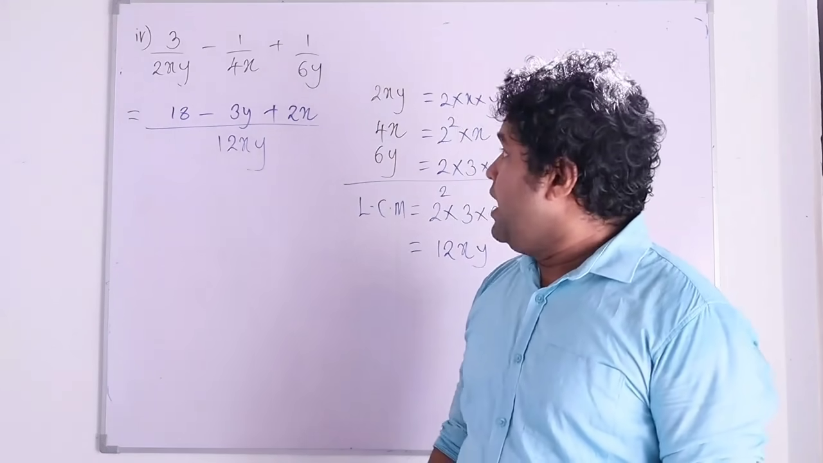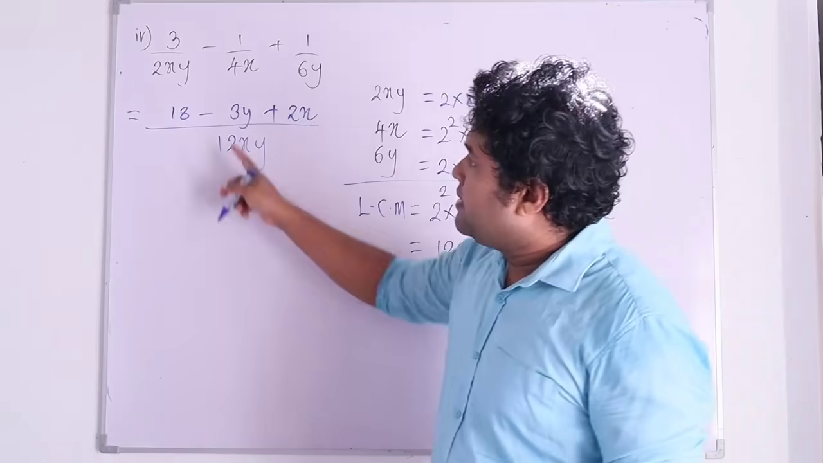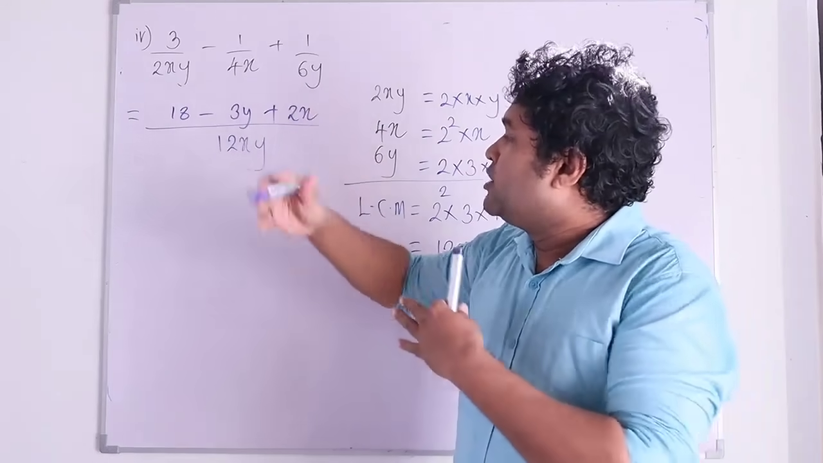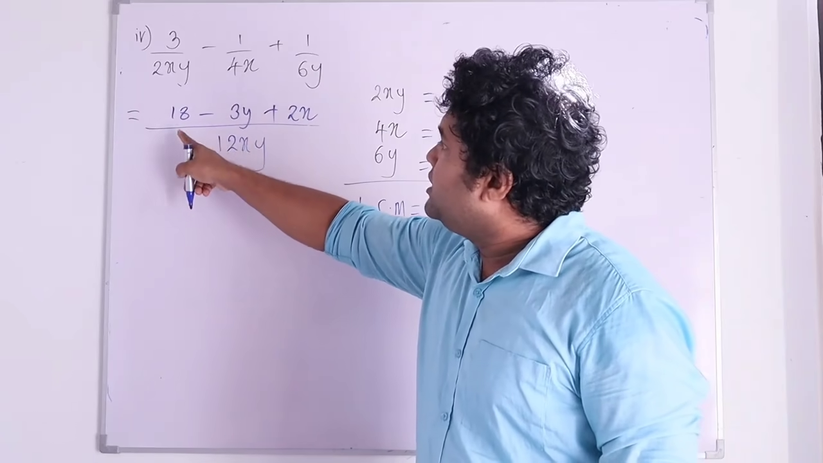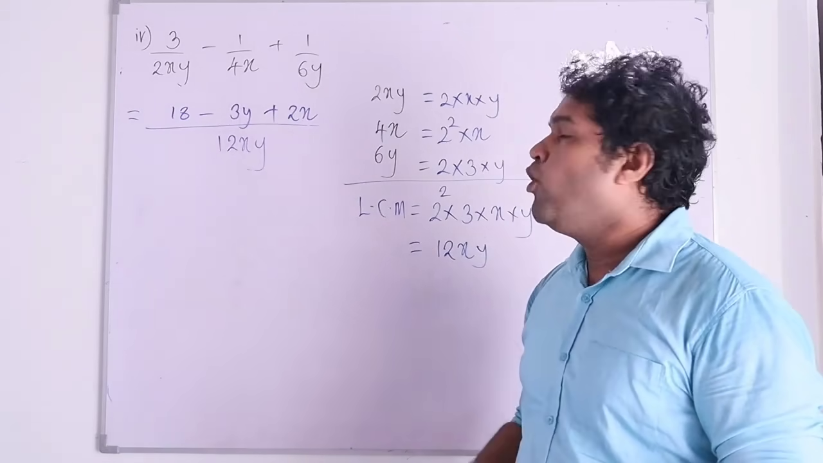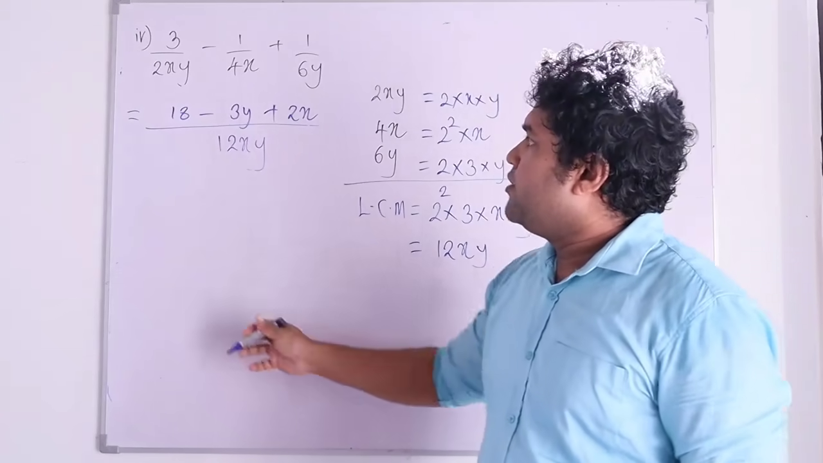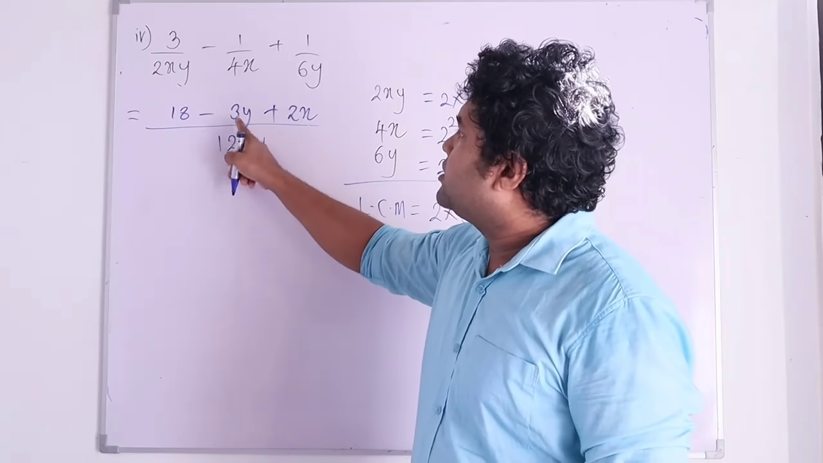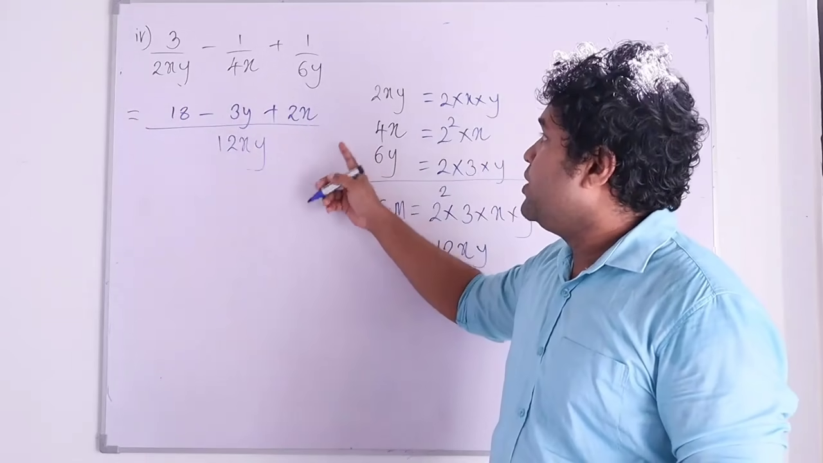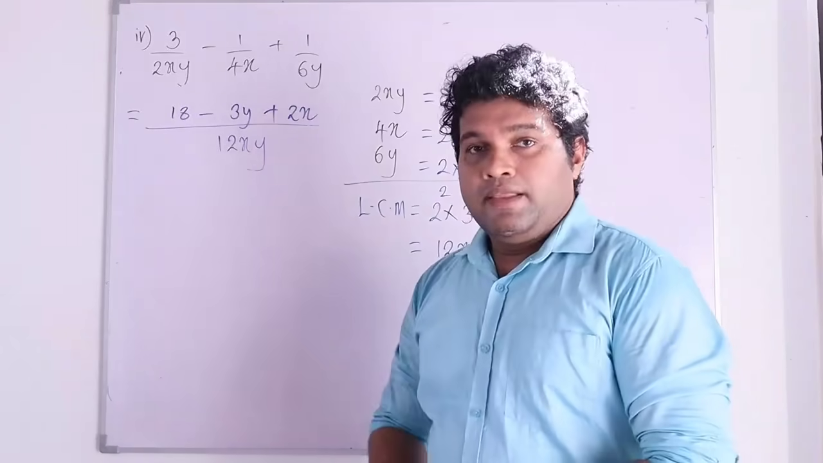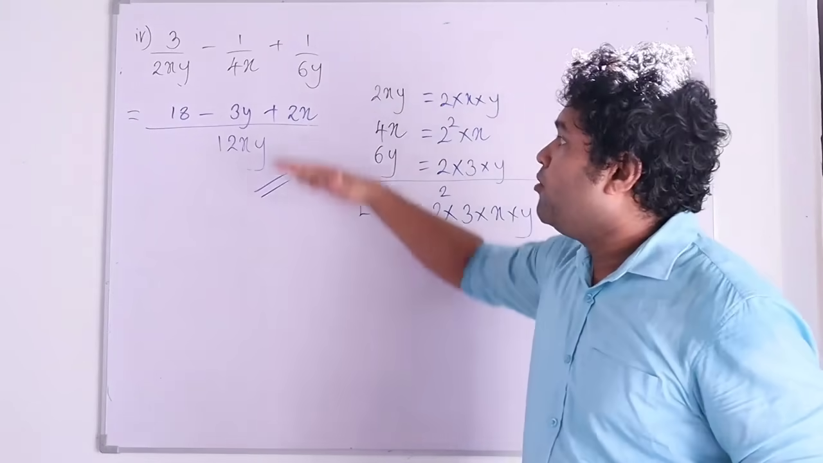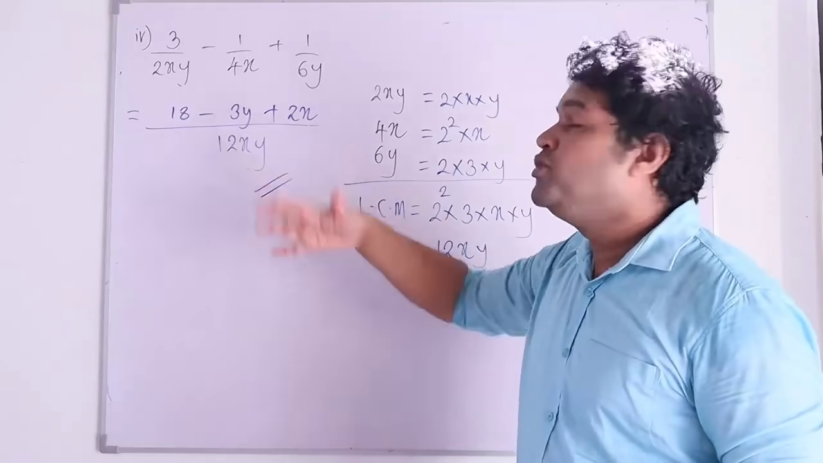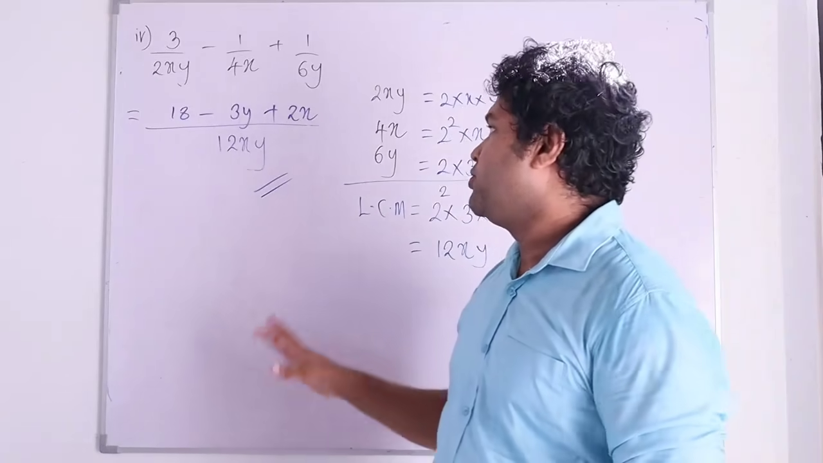Now you must check whether there is possible simplification in the numerator. Yes: 18 and 3y and 2x. All 3 are different terms. Therefore, 3y doesn't combine with 18 or 2x. Therefore, we complete the answer like this, because there is no more simplification. You don't need to do anything more.